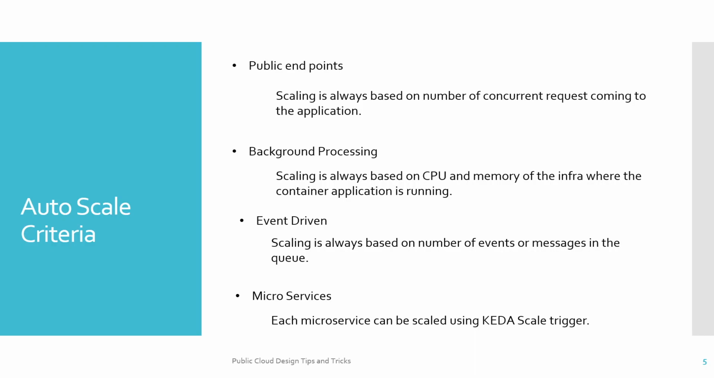Now there are different autoscale criteria possible in container apps as well, based on the scenarios we already discussed. Public endpoints are request based, HTTP request based, so scaling is always based on the number of concurrent requests coming to the application. Background processing is more volume based, so it directly depends on the CPU and memory of the system it is running on. That is where the scaling happens, based on CPU and memory statistics.